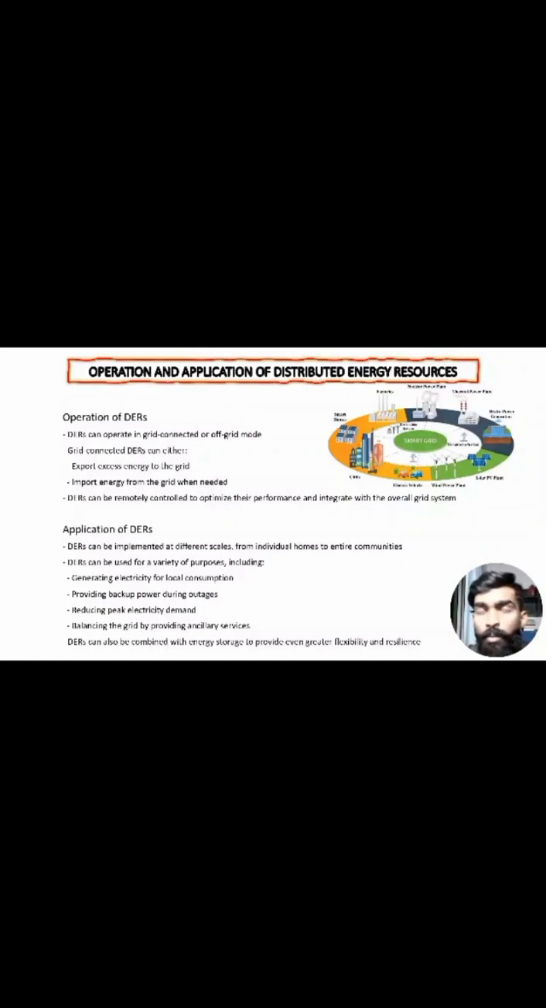Microgrids are localized power systems that can operate independently from the main grid or in conjunction with it. They consist of multiple DERs such as solar PV, wind turbines, and energy storage, along with the control system and distribution infrastructure. Microgrids can be developed in remote areas.